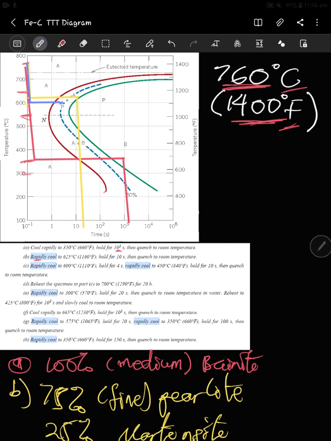We cooled to 600, right? And then we held it for 4 seconds, right? Now we are about to cool to 450, meaning we have to re-zero, right? So where's 450? There's 400. 450 is about here. So we re-zero in terms of time, right? So we bring it here, right? So that's what we do.